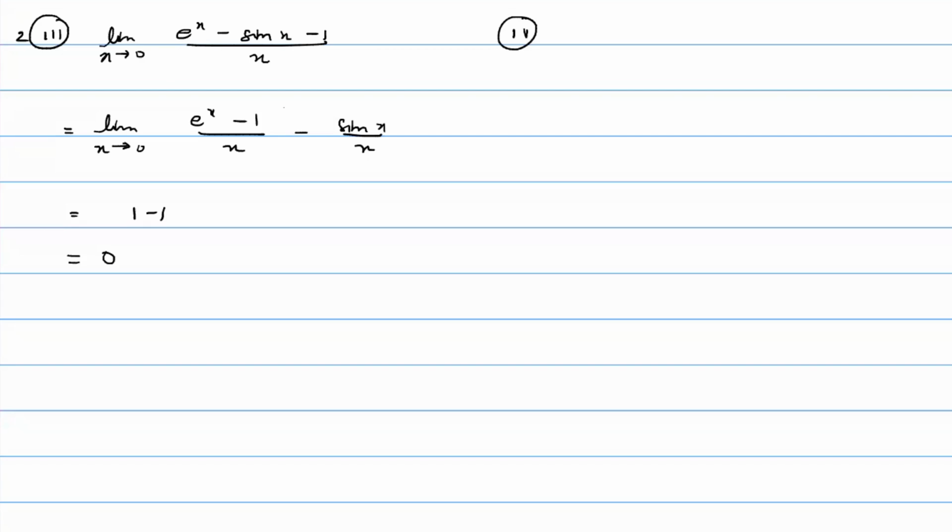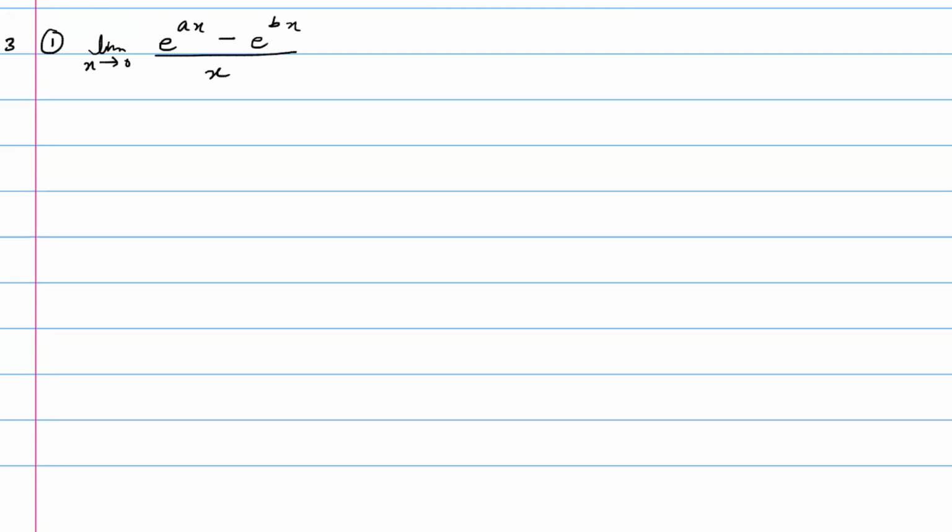And the fourth part is also pretty straightforward. Limit x tends to 0, e raised to x. So we have to take the limit. Taking the limit, e raised to 0, the answer will be 1.